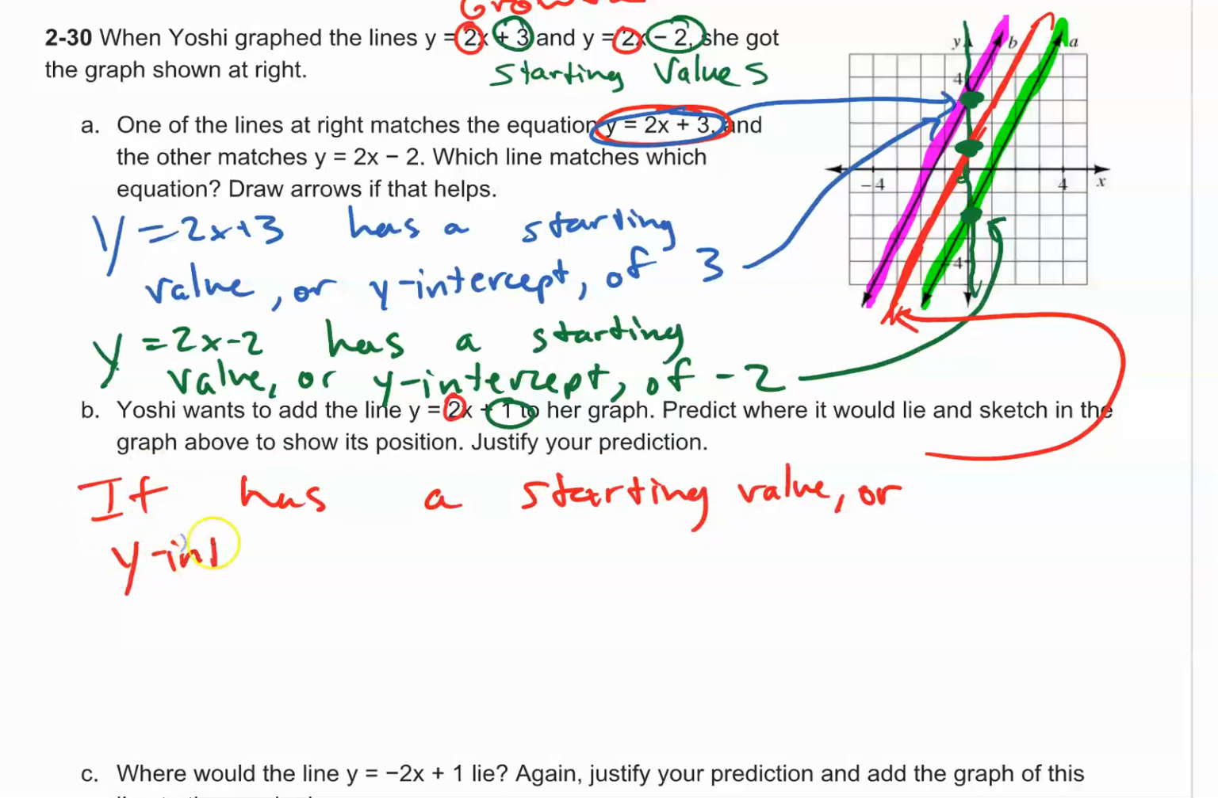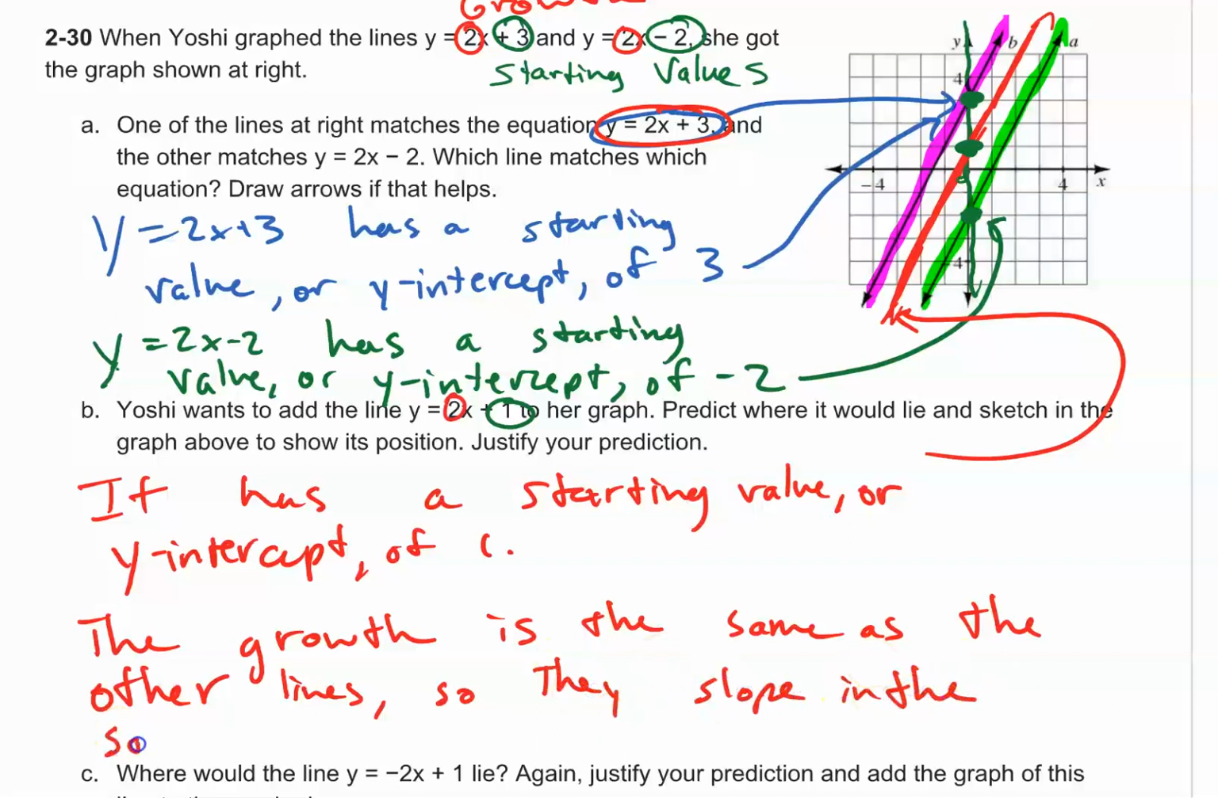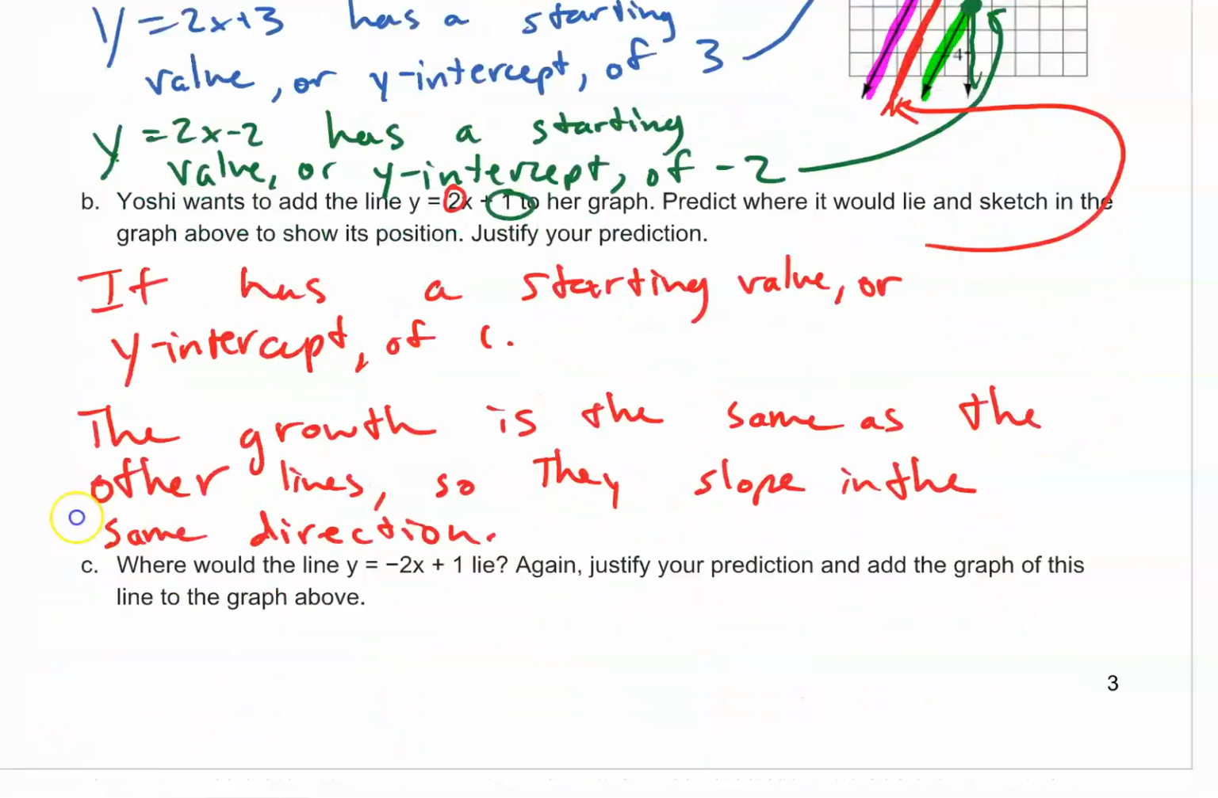And that's why we put the point at 1 on the y-axis. And then the growth matches the other lines. The growth is the same as the other lines, so they will all be parallel. Or you can say they all slope the same direction. Since they're all growing the same, they're all going the same way. All right, and you can work on part C.